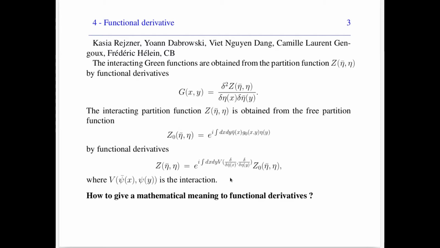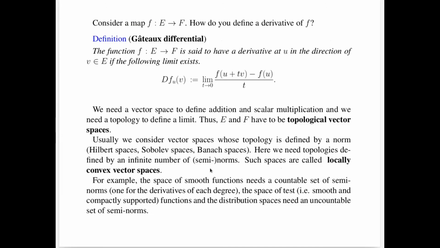There is a very general way to define the differential, which was given by Gateaux at the beginning of the 20th century. The idea is that if you have a function from a space E to a space F, you say that you have a derivative at point u in the direction of v if the following limit exists. So you take f of u plus tv, you subtract f of u, you divide by t, and you take the limit. If this limit exists, then you say that you have a Gateaux differential.